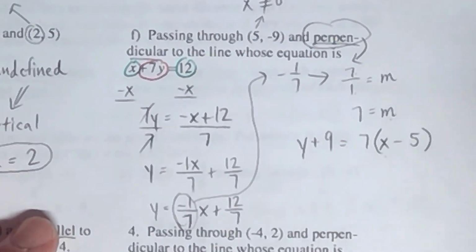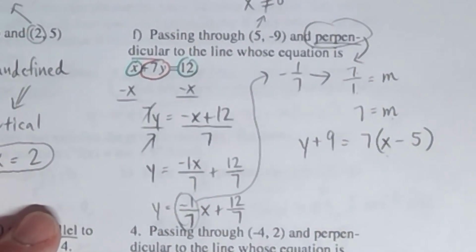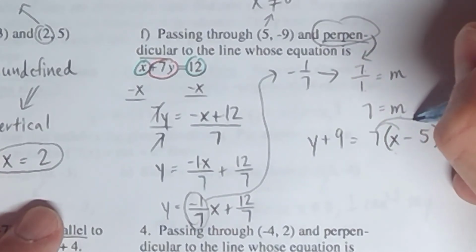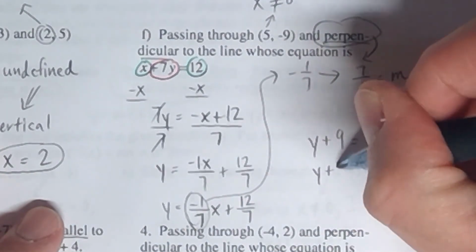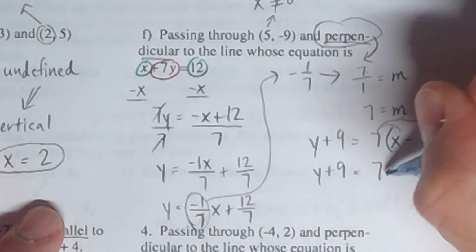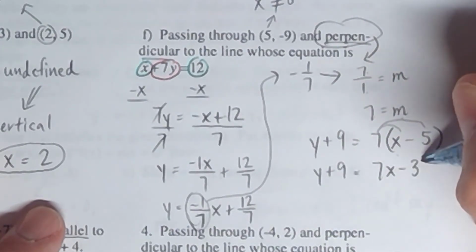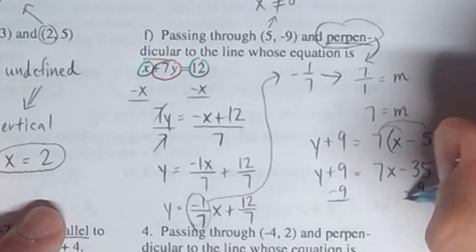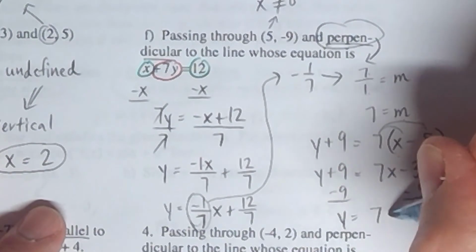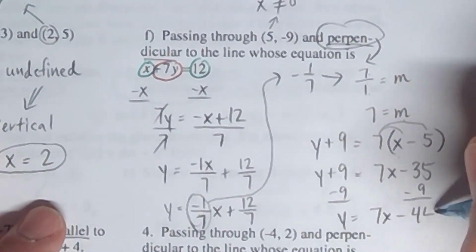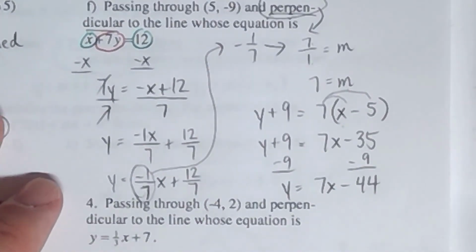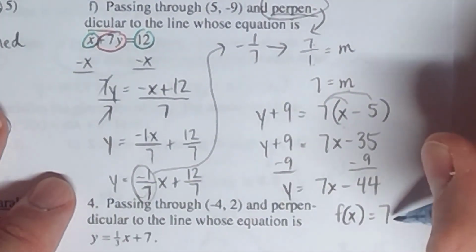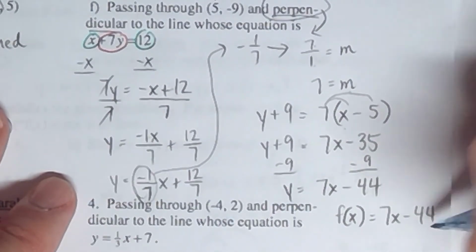And let's finish this problem off here. I need to put it into the same notation we've been putting it in here. Distribute out the 7. Okay. We get that right there. Move over the 9. And we end up with y equal to 7x minus 44. The final answer then would be what? It would be f of x equal to 7x minus 44.